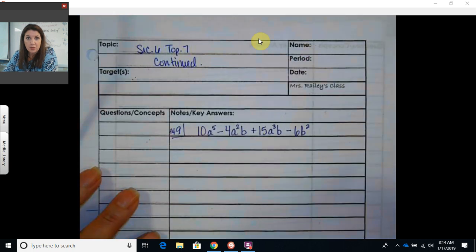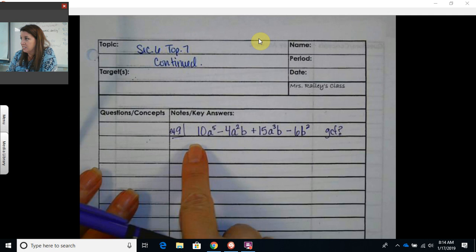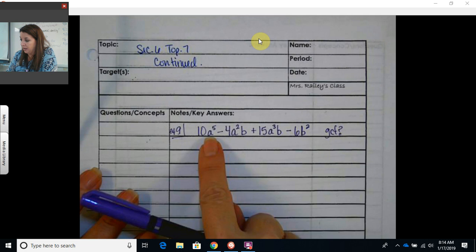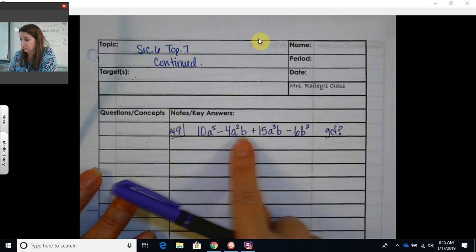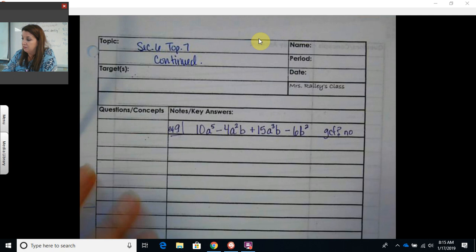So I'm trying to lead you through the same questions that I want you to ask yourself when you're factoring. First of all, is there a GCF? 10, 4, 15, and 6. Do we have one in the coefficients? No. Does each term have at least one a? No. Does each term have at least one b? No. So is there a GCF? No. When you see 4 terms, you know it's not a difference of cubes, sum of squares, or a perfect square trinomial, right? When you see 4 terms, what do you automatically think? Factor by grouping.